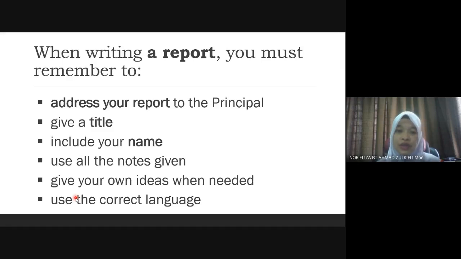Anybody wants to try to guess? How do you address your report to the principal in a report? How do you do it? For example, if you do a speech, let me give you an example. If you do a speech, when you address the audience, you say a very good morning to the principal, teachers, and my fellow students, right? That is in a speech.